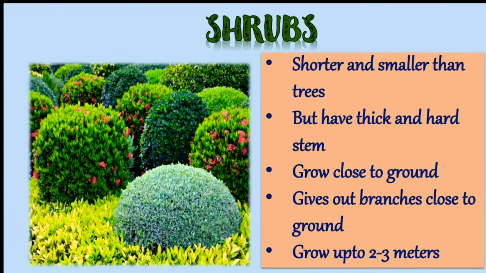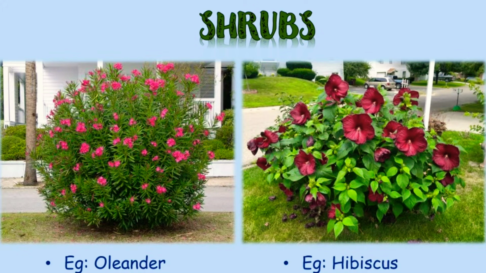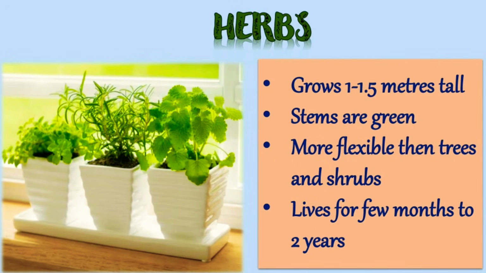Our next type, according to size and height, is shrubs. How are the shrubs now? Shrubs are shorter and smaller than trees, as you can see in the picture. But they have a thick and hard stem. They are very close to the ground. It gives out many branches which are not away from the ground but close to the ground. It grows up to 2 to 3 meters in height. Examples of shrubs are oleander plant and the hibiscus plant.